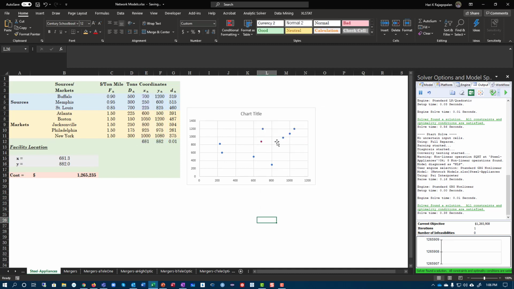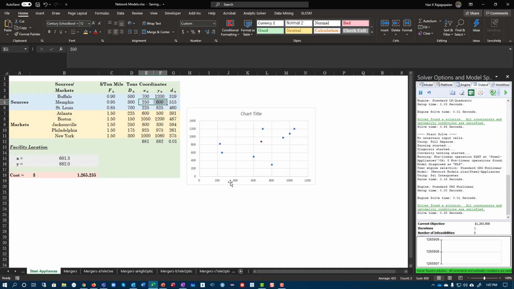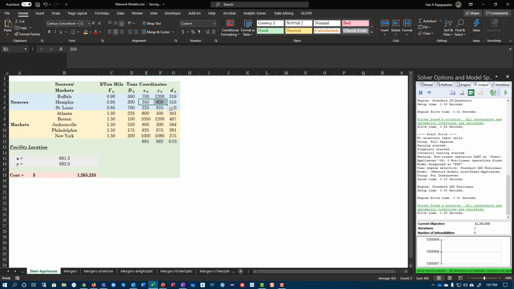So you see that it's kind of trying to put it in the center. Buffalo is 700 over 1200. This is Buffalo, New York, right? Memphis is 250 over 600, so this is probably Memphis. 225, 825 is probably St. Louis. So here are the supply, 1, 2, 3, and then here are the markets, right? And so you have this right at the center. And so this is called a gravity location model, and this is how you're going to do the gravity location model.